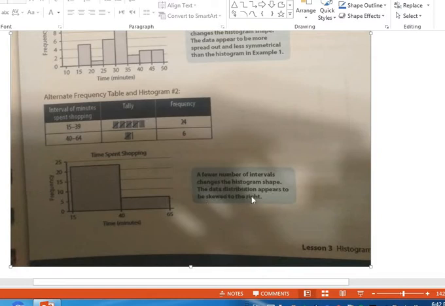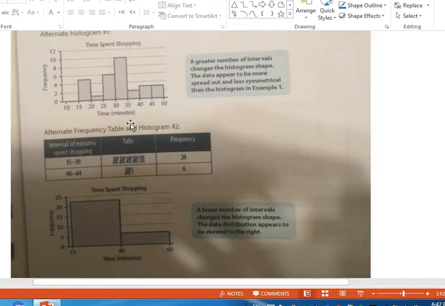The data distribution appears to be skewed to the right. Okay, can you see the differences between the three histograms now? This is skewed to the right, okay, and this appears to be less symmetrical.